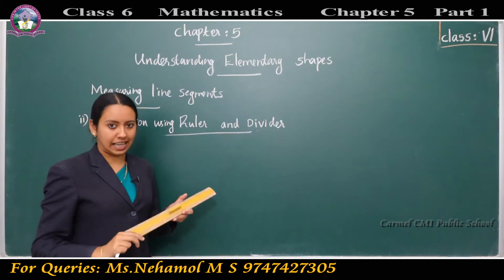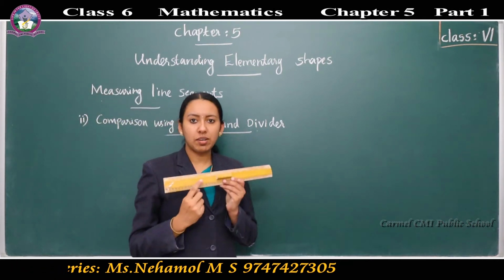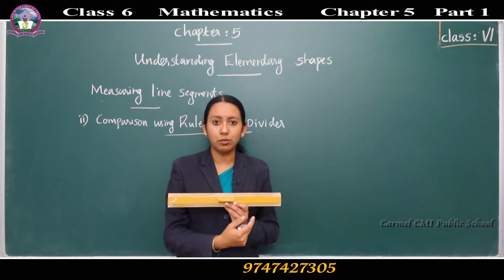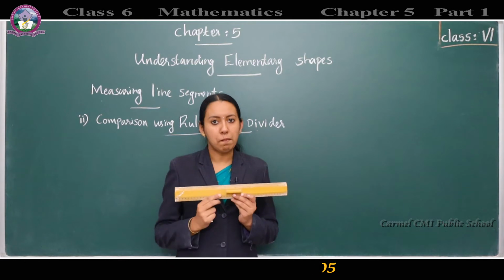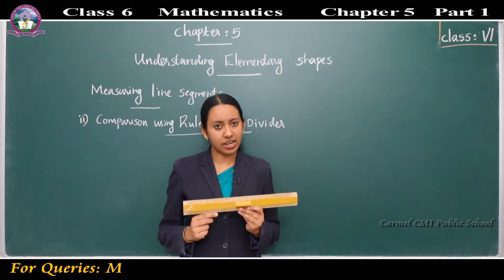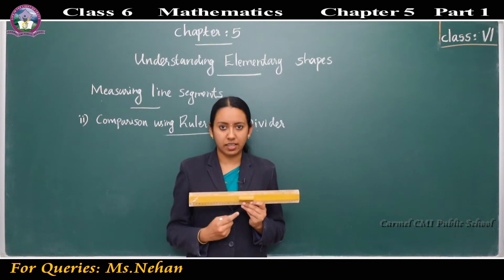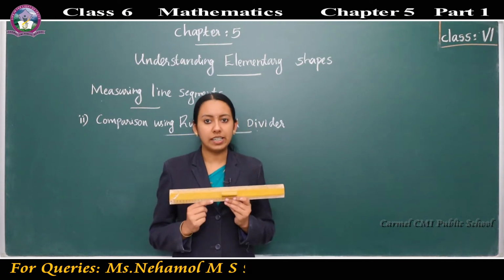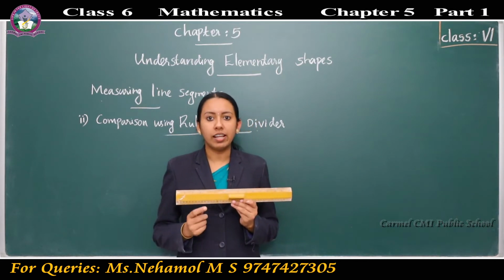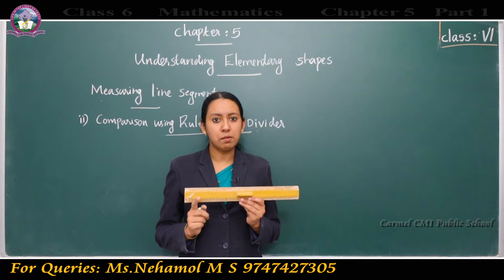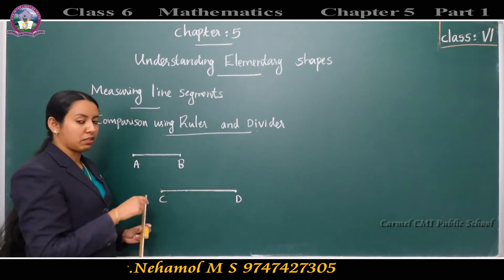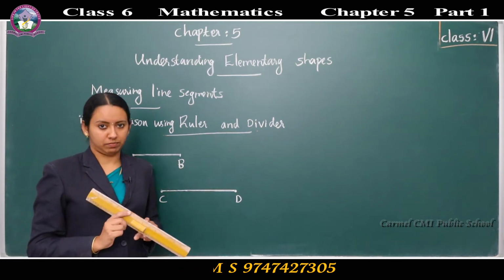Ruler means scale. You know that your scale, I mean a 15 centimeter scale, is divided into 15 equal parts. Each of these 15 parts is of length 1 centimeter. Each centimeter is divided into 10 subparts. Each subpart is of length 1 millimeter. How to compare two line segments using a ruler?